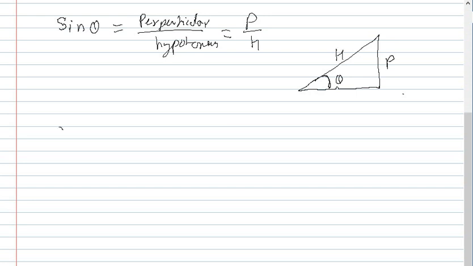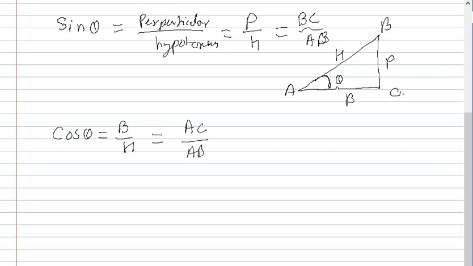Okay, then cos theta is equal to B upon H, this. Okay, and instead of that, using A, B, C, this can be written as sin theta is equal to perpendicular upon hypotenuse. Perpendicular is BC, BC upon AB. Okay, that's why I have written the side notation also. Similarly, base is AC upon AB.